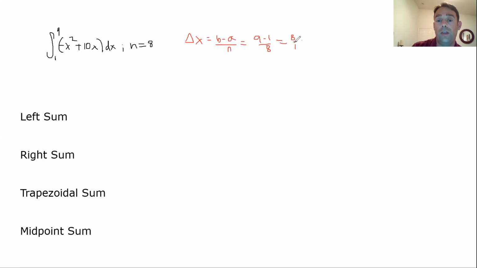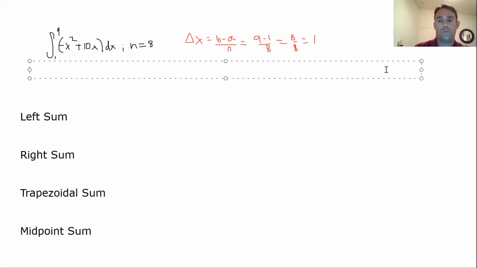This says I'm going to count by ones. So I'm going to start at 1, and I'm going to count by ones until I get to 9. So let's go ahead and create our table that we're going to use here. So we have x: 1, 2, 3, 4, 5, 6, 7, 8, 9.